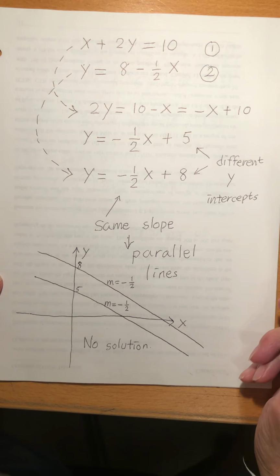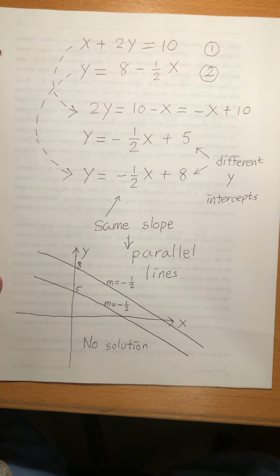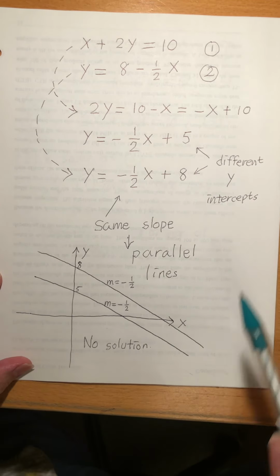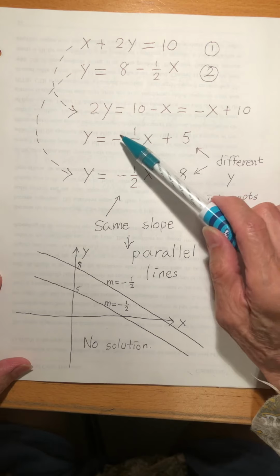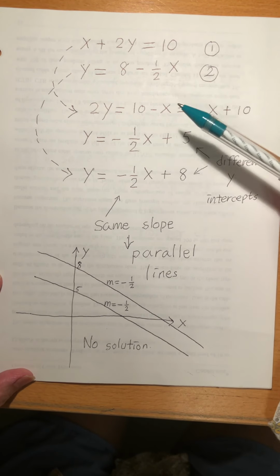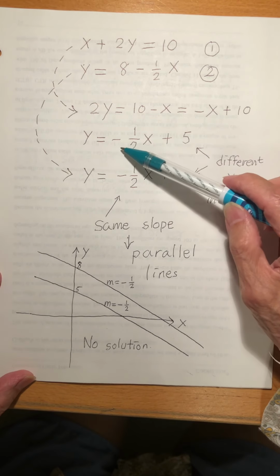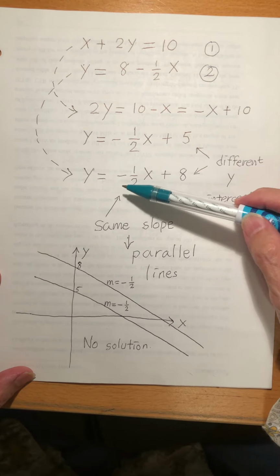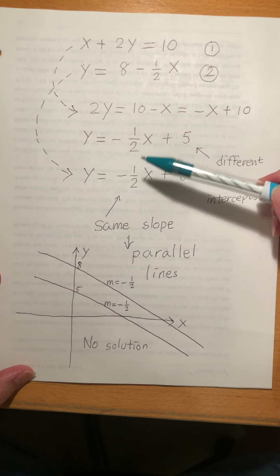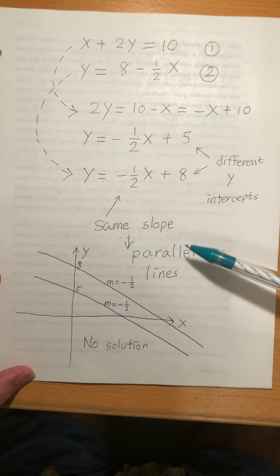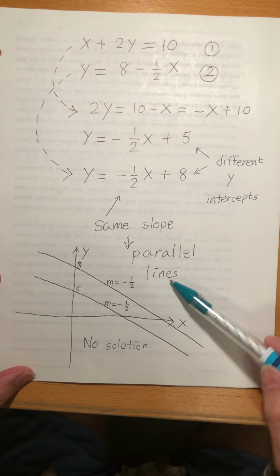So I have two equations, both in the form mx plus b. And then you look at the m. The first line has m negative 1 over 2. The second line has m also negative 1 over 2. So these two slopes are the same. That means they are parallel lines.